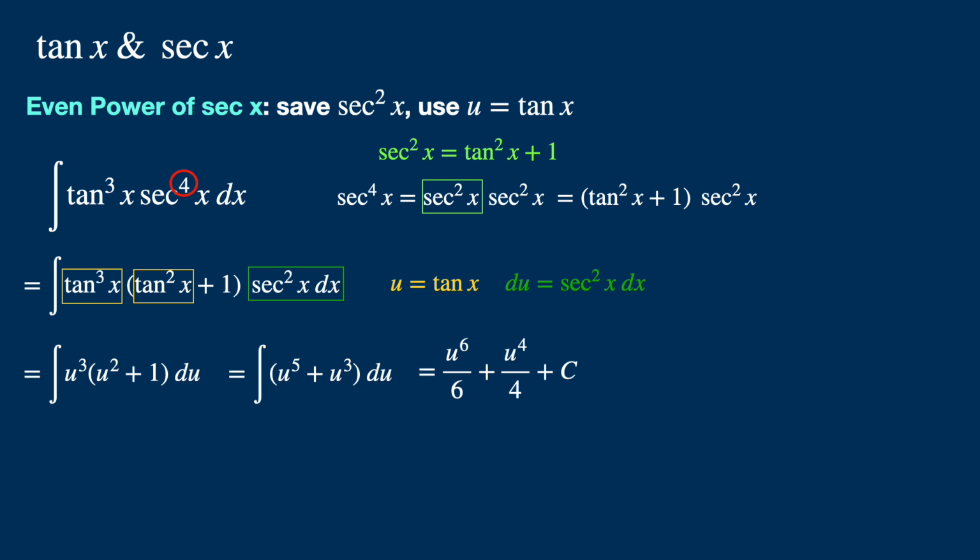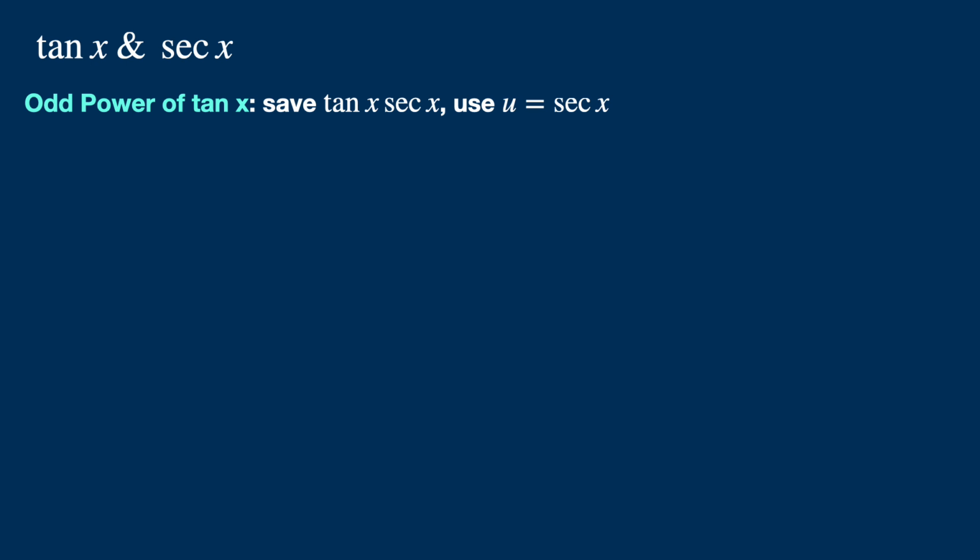Now plugging back, you're going to get tangent x. You have the final answer for this indefinite integral: tangent 6th power x over 6 plus tangent 4th power x over 4 plus c. Guys, make sense? Now, what are you going to do next?